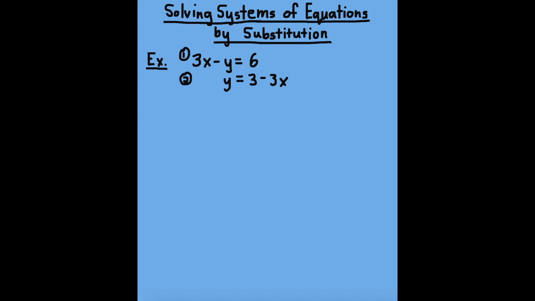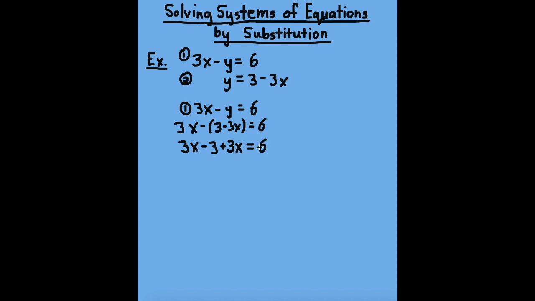We can substitute the value of y from equation 2 into equation 1. So equation 1 is 3x minus y equals 6. So we can say 3x minus (3 minus 3x) equals 6. We substituted the value of y from the second equation into y in the first equation. Then we get 3x minus 3 plus 3x equals 6.